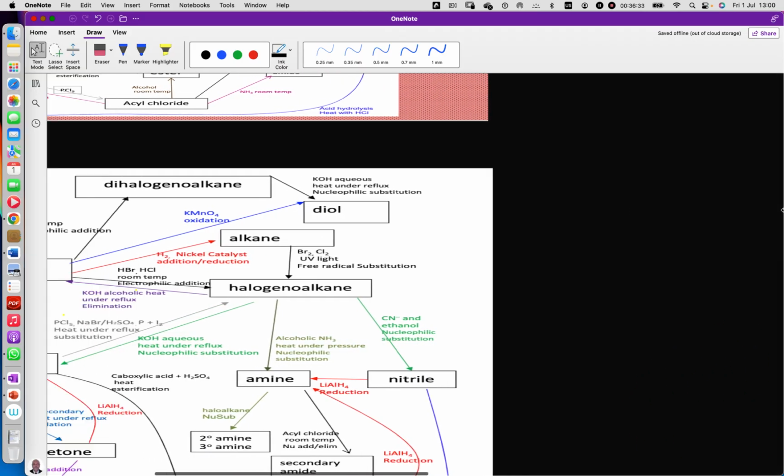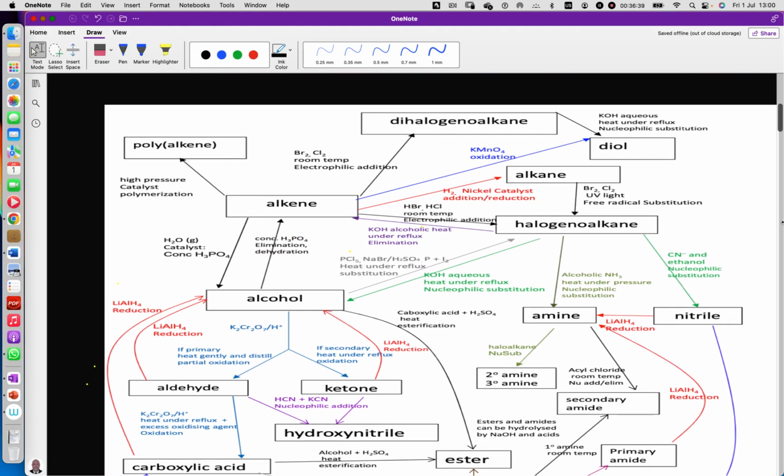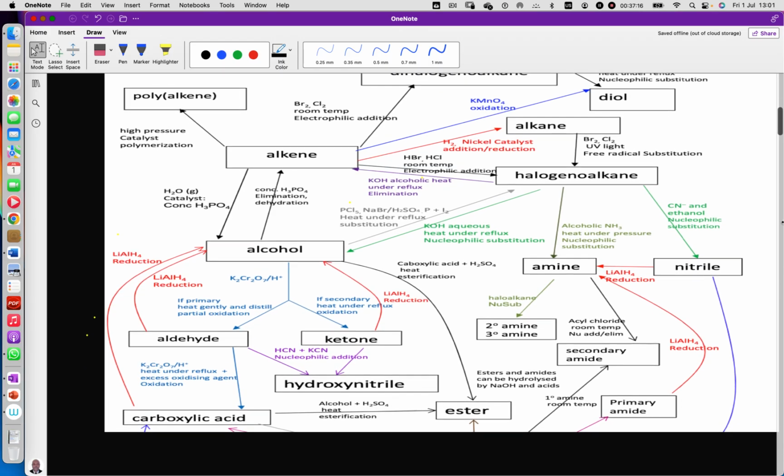Okay, now we are done with alkene: the halogenation, electrophilic addition, oxidation of alkene, hydrogenation of alkene by adding hydrogen, addition of hydrogen bromide to an unsymmetrical alkene applying the Markovnikov rule, and hydration of alkene to form alcohol using concentrated phosphoric acid.